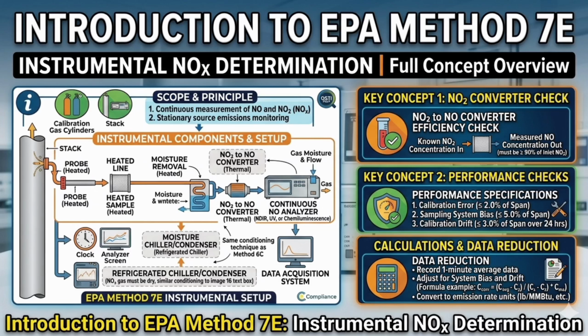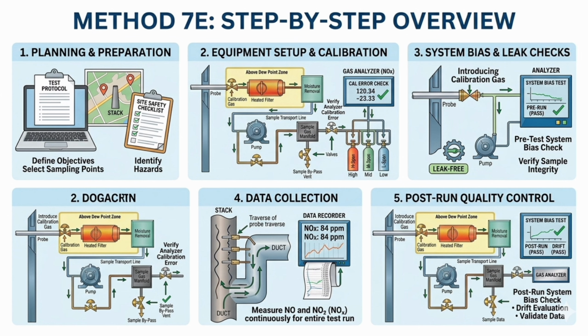All right, let's dive straight into this explainer. We're tackling EPA Method 7E today, and we're going to treat this dense, highly technical regulation as your ultimate field manual for measuring nitrogen oxides, or NOx, in stationary source emissions. Look, this method is the absolute gold standard in the industry, but reading it can honestly feel like trying to decipher ancient hieroglyphs. So today, we're breaking it down together.